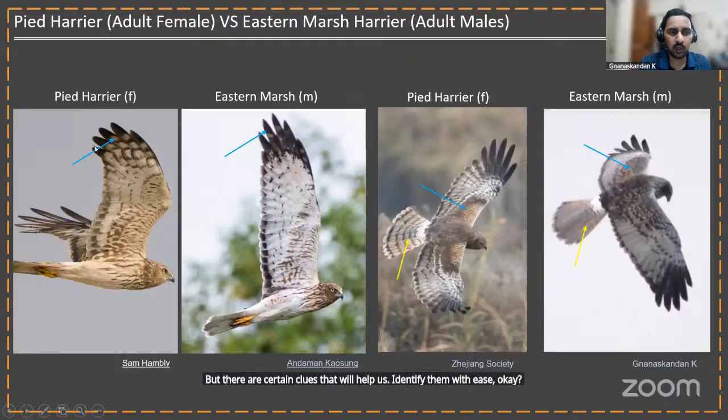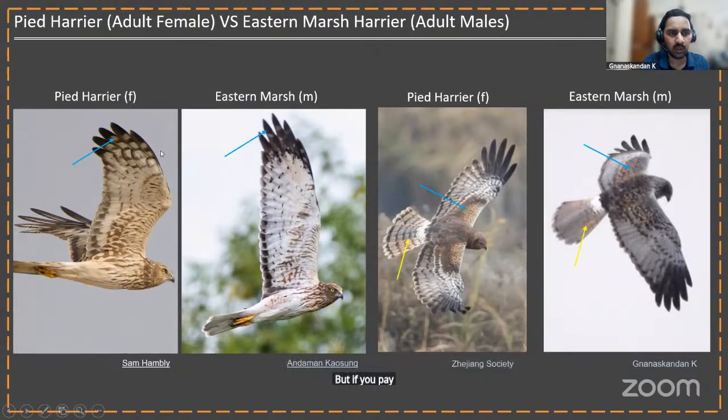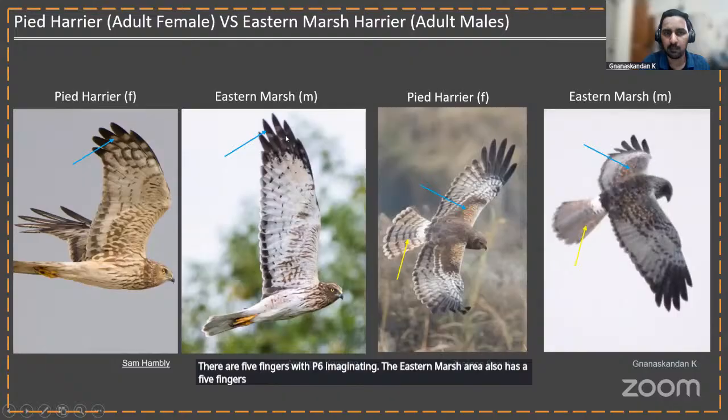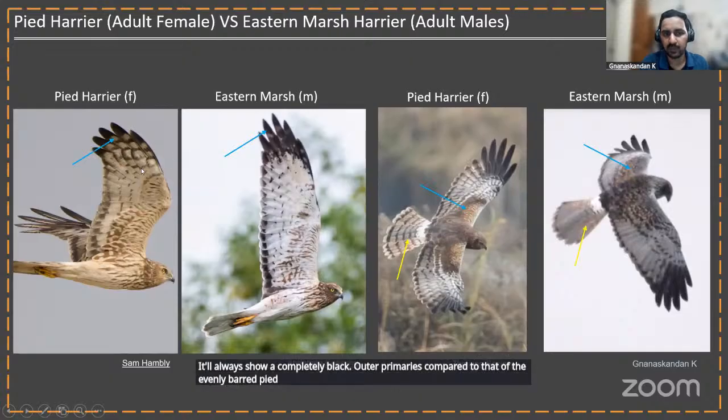With respect to the pied harrier females, overall, if you see the underwing and also the upperwing, plumage wise, when you are seeing them at a greater distance, it looks pretty much the same. But if you pay close attention to the outer primary fingers, the pied harrier has prominent barring in the outer primaries. So the outer fingers are dark. There are 5 fingers with P6 emarginating. The Eastern Marsh harrier also has 5 fingers with P6 emarginating. But the Eastern Marsh harrier will always show a smudge, or completely black outer primaries, compared to the evenly barred pied harrier female. This is to start with.